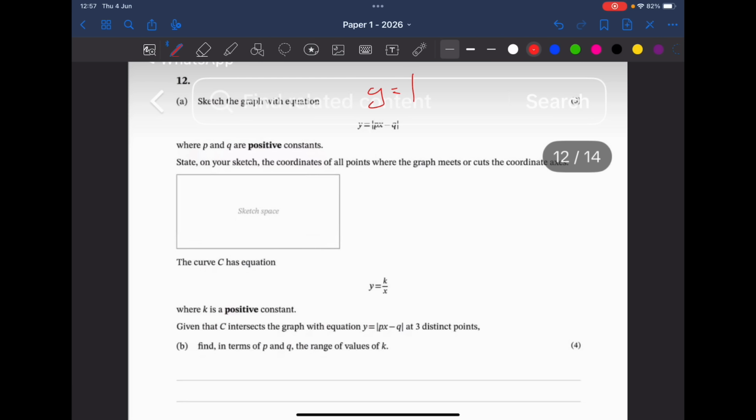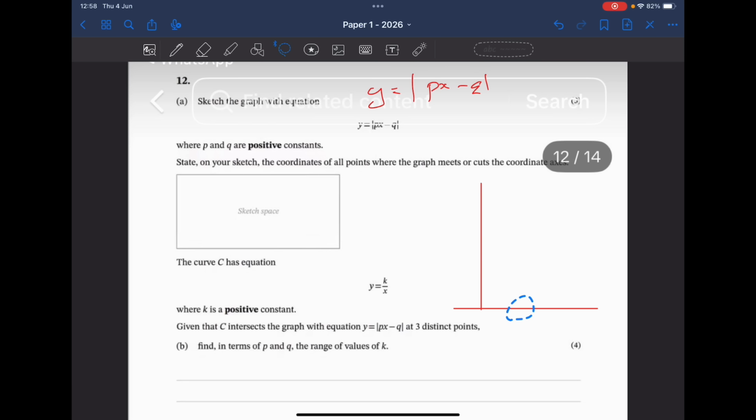This is y is equal to the modulus of px minus q, where p and q are both positive. We need to sketch this graph. So let's have a big diagram over here. One thing to notice is that it's a modulus with nothing added to it, so it's never going to be negative. It's only ever going to be positive.